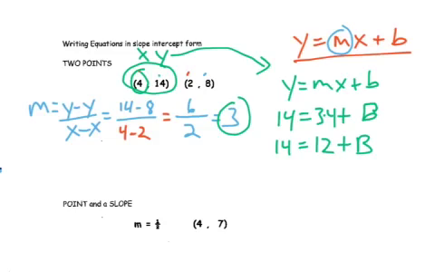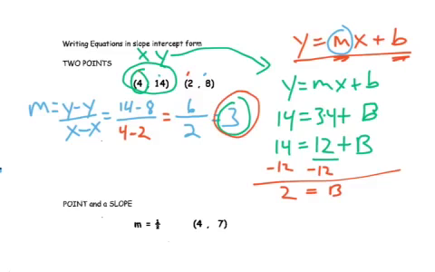So now how do I figure out what b is? Well, I have to get rid of my 12 here. So I'm going to subtract 12 from both sides. Subtract 12, back to our algebra days. 2 equals b. So what are the 2 things you need? You need an m and you need a b. So I have an m and I have a b. My equation would be y equals 3x plus 2.